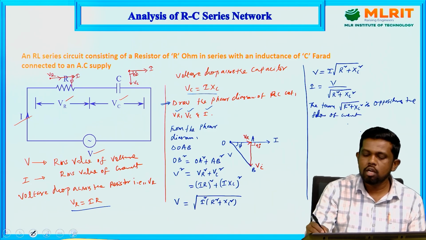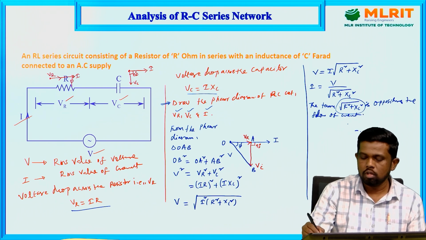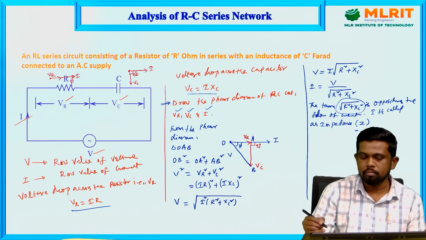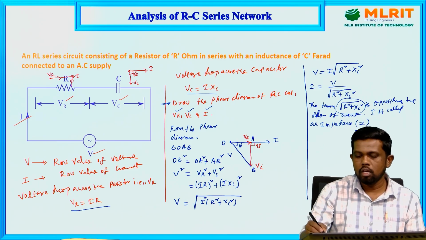So we can simply call this whole term the impedance of the circuit, because it combinedly opposes the flow of alternating current. So it is called the impedance of the circuit, and we can represent it by the capital Z. So this is the impedance of the circuit.